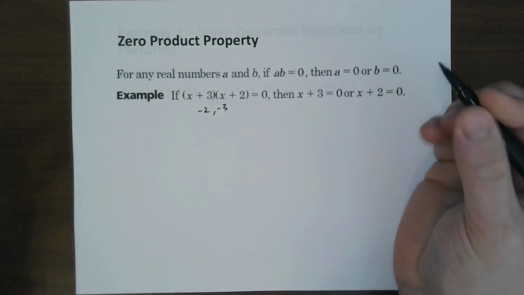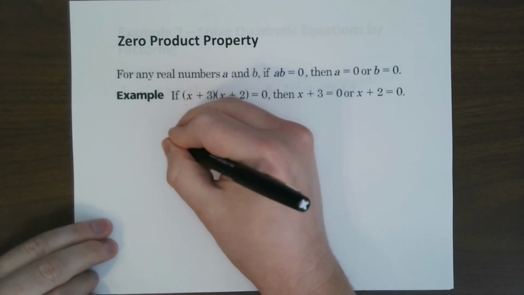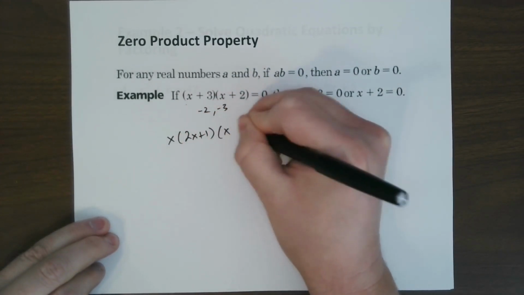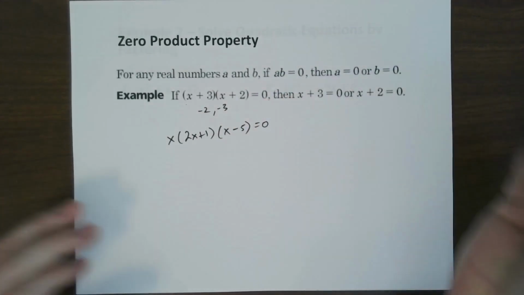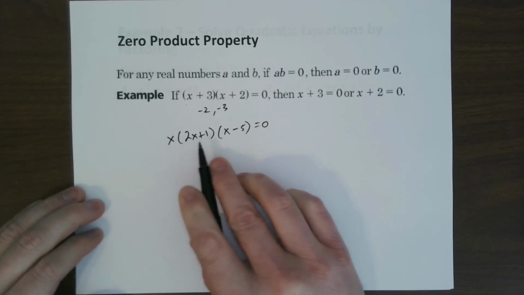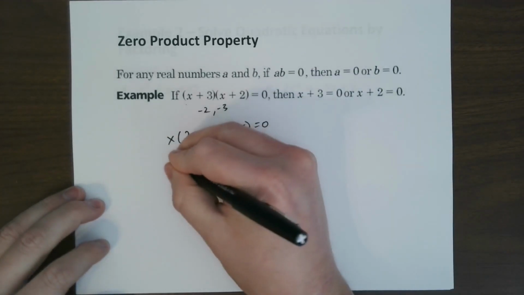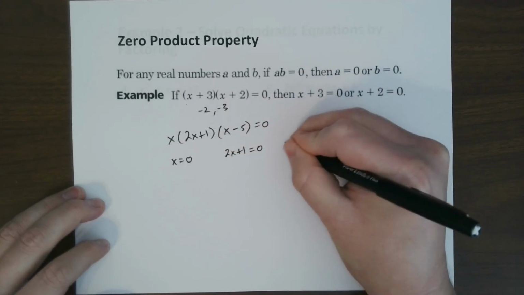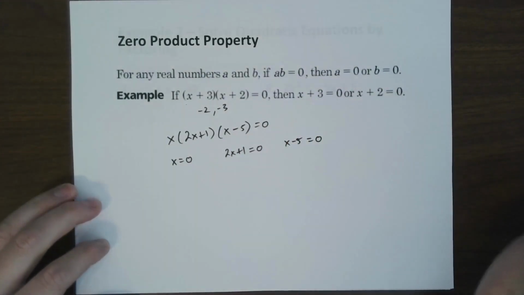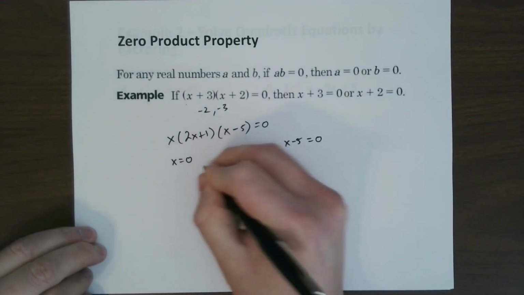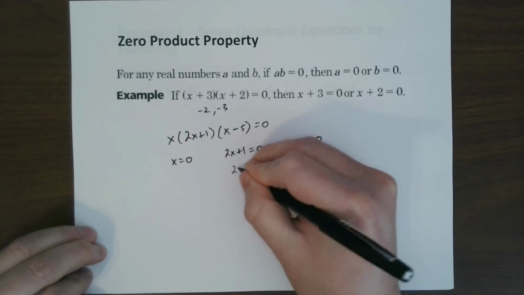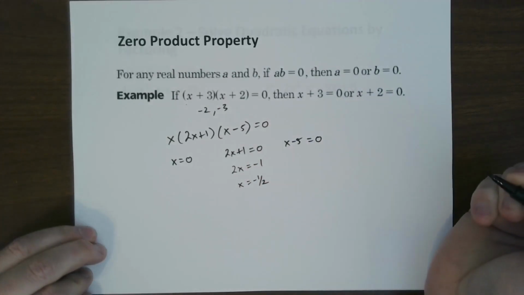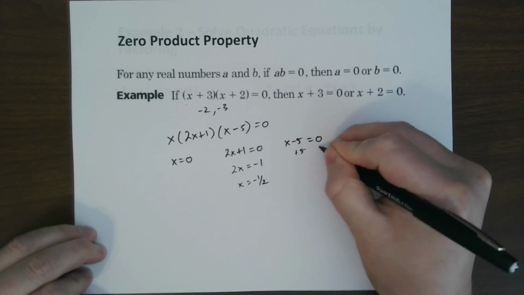So the way that works is, let me show you an example real quick of this. So if I had said x and then 2x plus 1 and then x minus 5 equals 0, for example. Since all these multiply together to equal 0, that means x is 0, 2x plus 1 equals 0, and x minus 5 equals 0. So this one's already solved. This one we can solve real quick by subtracting 1 and dividing by 2. And then this one we just add 5.